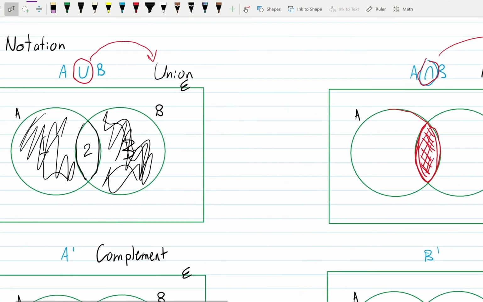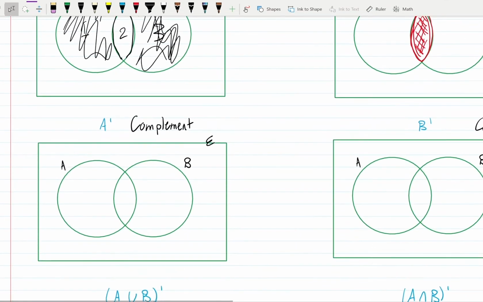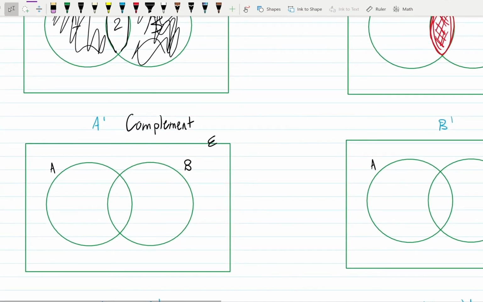So let's move on to another piece of notation. And this is the complement. So the complement is basically saying we're going to look at A. And when I say complement, I mean this apostrophe looking symbol right there. So when we say complement, we really mean all of the elements that are not in A. So if I see A complement, that means that I'm looking at literally everything within this rectangle other than elements in A. So if I was to shade that region, here's how that would look.